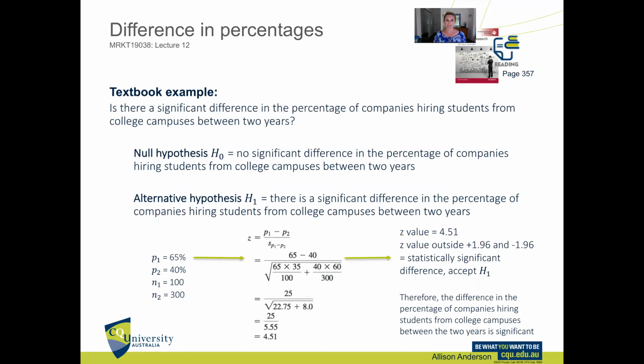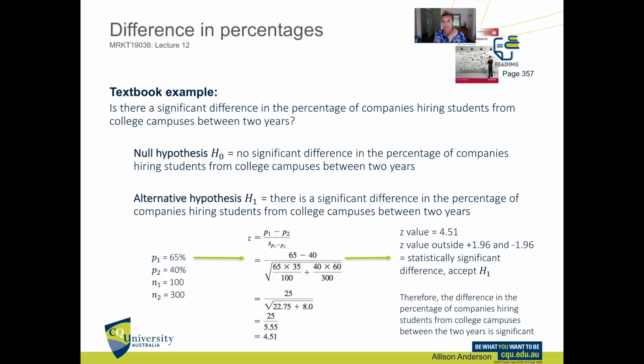All right, so using an example on page 357 of the textbook, we can actually plug in some figures. Is there a significant difference in the percentage of companies hiring students from college campuses between 2 years? You can read this properly. This is just giving you the overview rather than the full details. The null hypothesis is that there's no significant difference in the percentage of companies hiring students from college campuses between 2 years. The alternative hypothesis, H1, is that there is a significant difference in the percentage of companies hiring students from college campuses between those 2 years.